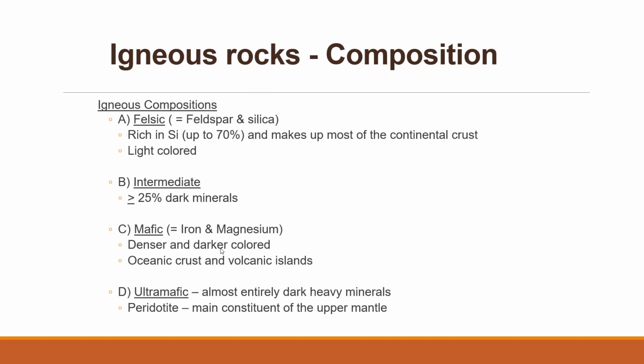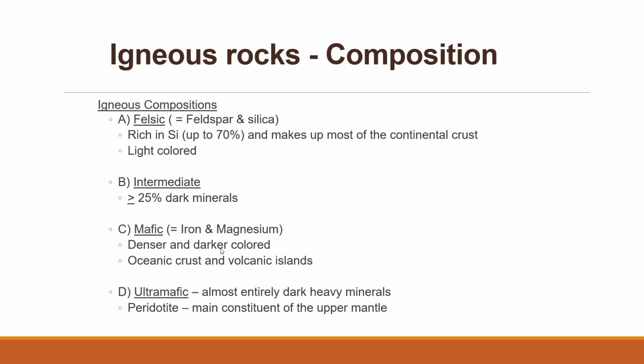So if it's an igneous composition, if it's felsic, it's rich in silica. It has a lot of feldspars. It has a lot of silica, potassium, things like that. This is going to be the continental crust. It tends to be light colored and it's less dense.